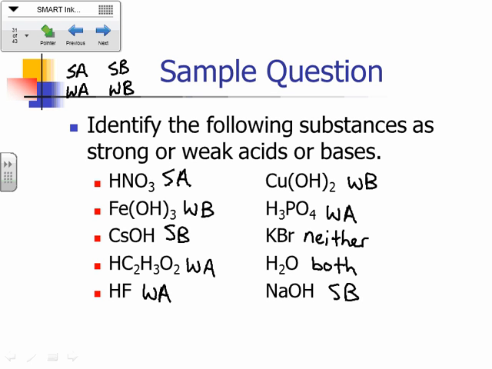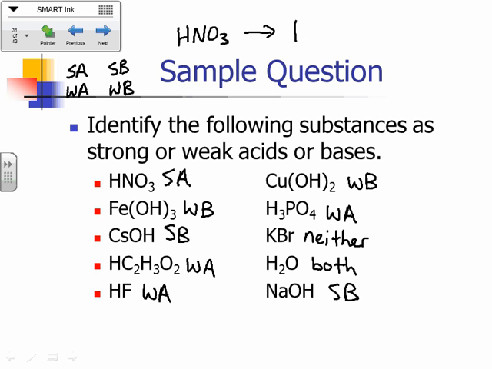So a strong acid, remember, completely breaks apart, completely dissociates, right? So let's look at HNO3. How would I write the equation for that dissociating? H+ plus NO3-, right? And that's it. That's all there is to it. Pretty easy, right? How about a strong base?